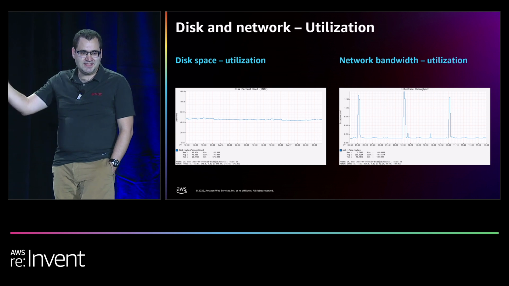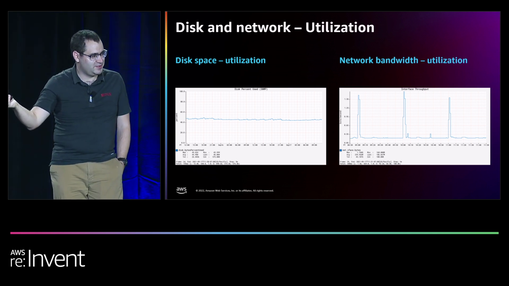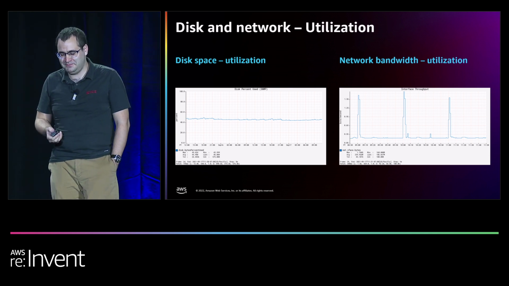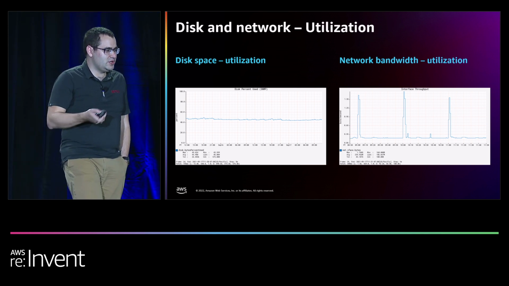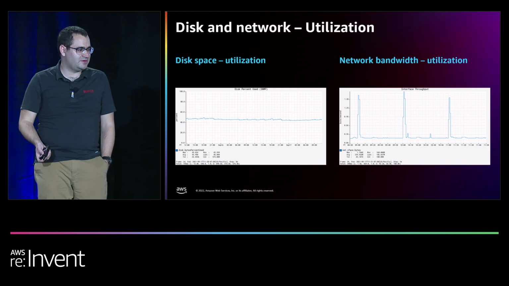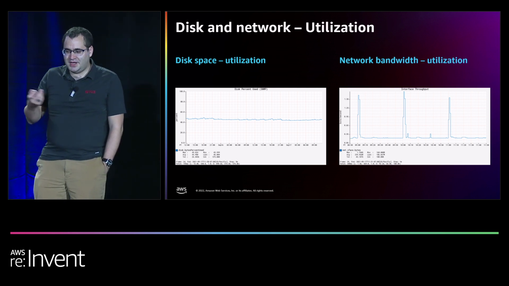But the good news is that it's easy to know if you're wrong. You just measure how much disk space you're using, and if you don't have enough, you scale up. That's the wonderful thing about EC2: when you make a mistake, it's not that hard to recover from it. On network, it's the same thing.